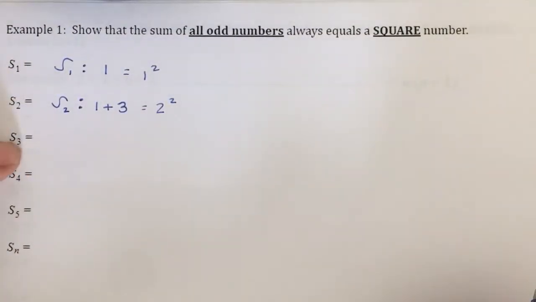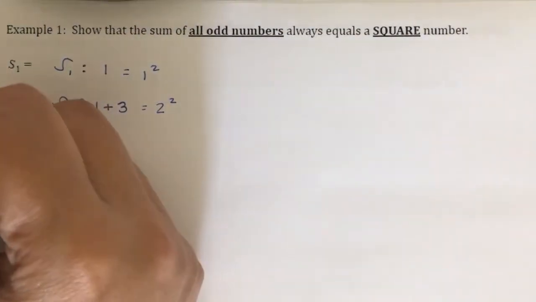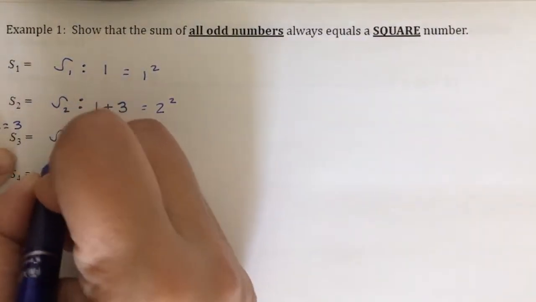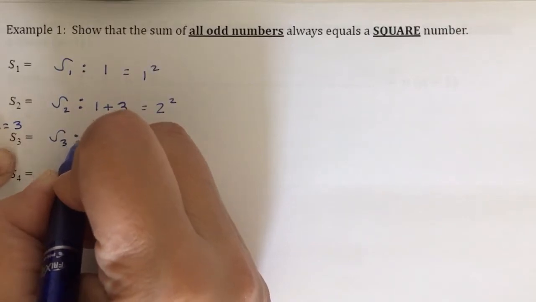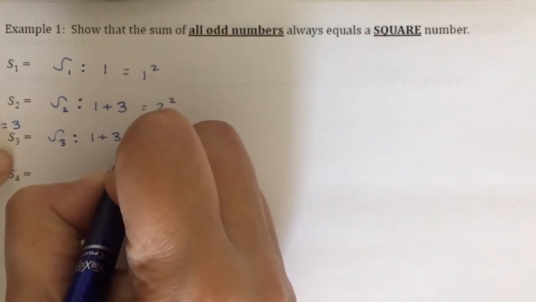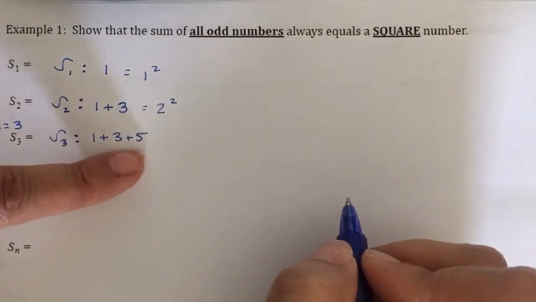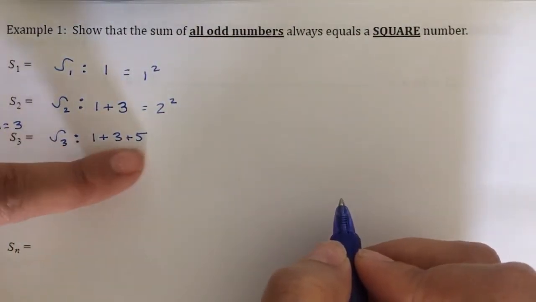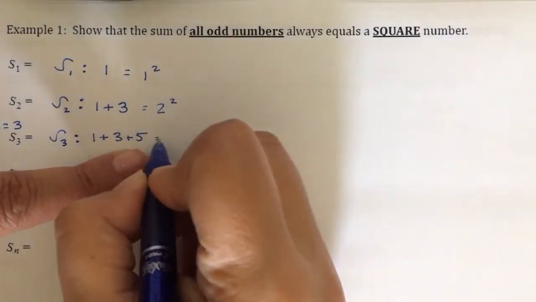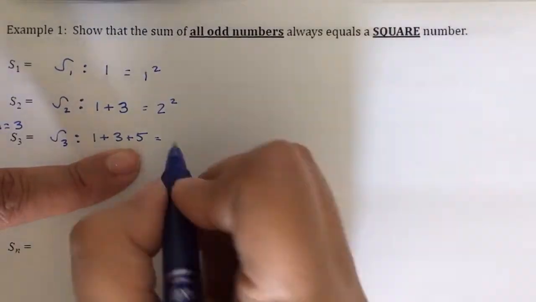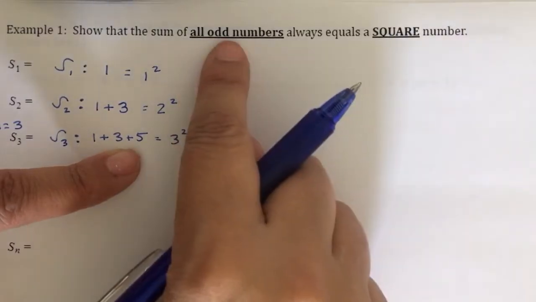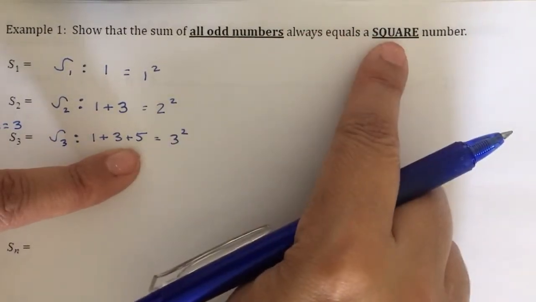And then we do that for n equals 3. You're going to plug in 3 odd numbers. So 1 plus 3 plus 5. So that's how far your sequence should go. It should go out to 3 numbers. So that's equal to 9. 9 is a square number. So it seems that this is always true. The sum of all odd numbers always equals a square number.